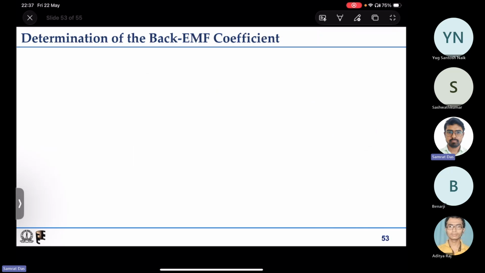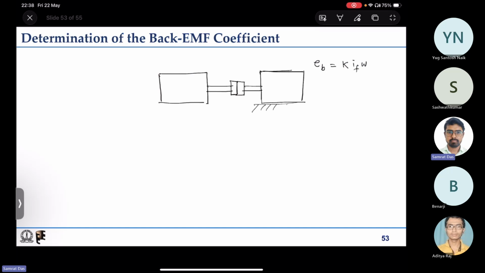Now next we want to get the back EMF coefficient. That is, we have written back EMF is equal to K into IF into omega, right? And if we get this K, the same K is applicable in the torque equation also. So now what do we have? We have the motor. The pump will not work here. So whatever is the load, we have to disconnect the load and connect another motor here that can drive the first motor.